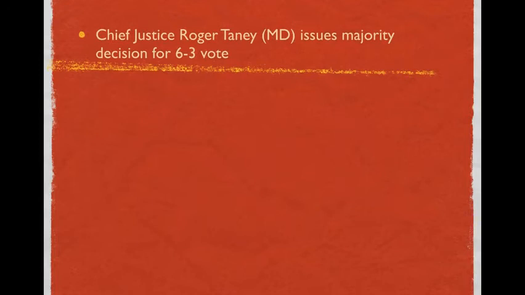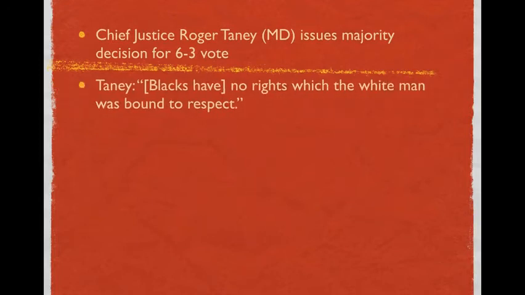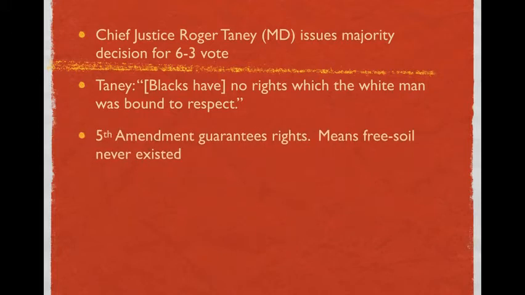Chief Justice Roger Taney issues a majority decision, first famously saying that blacks have no rights which the white man was bound to respect. And then lastly, that slavery is constitutional, that the Fifth Amendment of the Constitution grants property rights. If your constitutional rights are extended to you wherever you go as an American citizen, and you have the right to property, that right to property cannot be taken away.